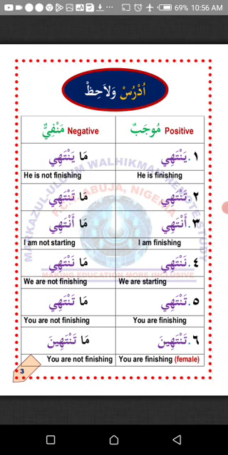Khamsa, number five, تنتهي, you are finishing, talking to a single male person. ما تنتهي, you are not finishing. Sitta, number six, تنتهينا, you are finishing, talking to a single female person. ما تنتهينا, you are not finishing. لعلك فهمت? I hope you understand. MashaAllah.